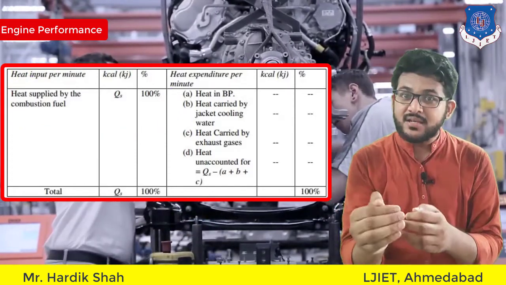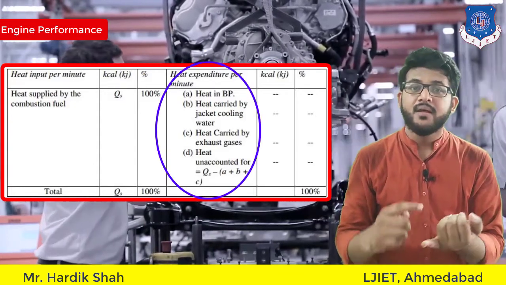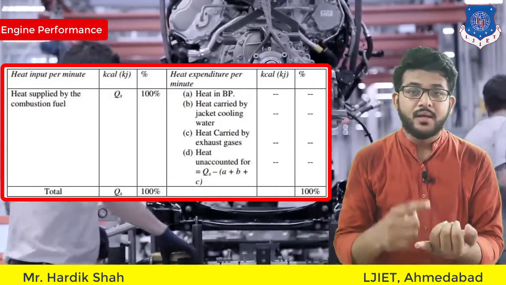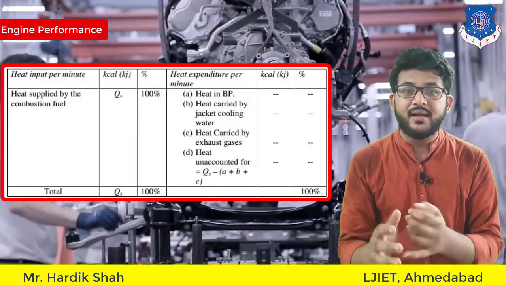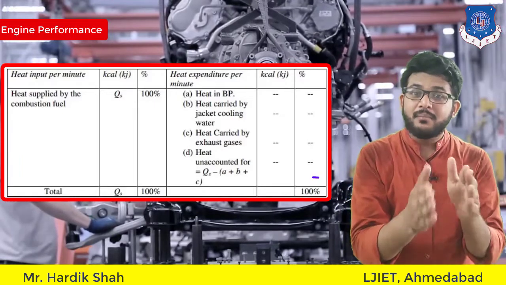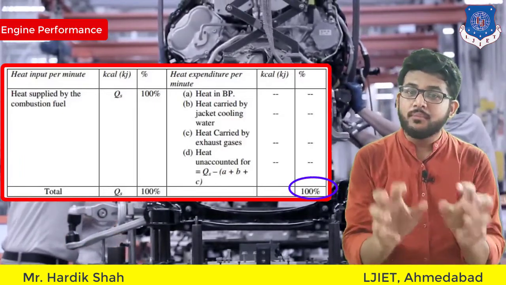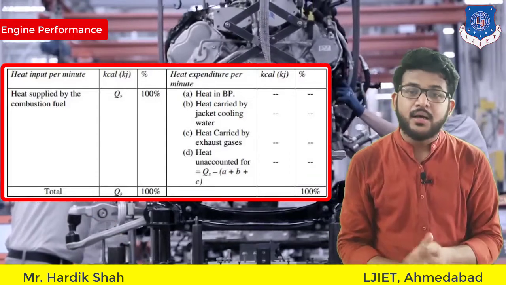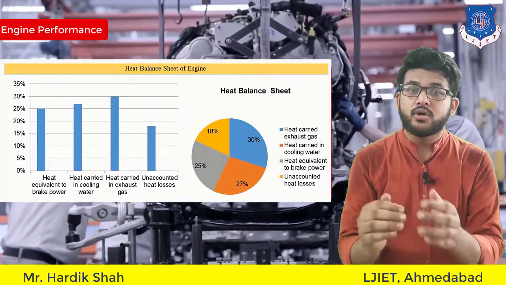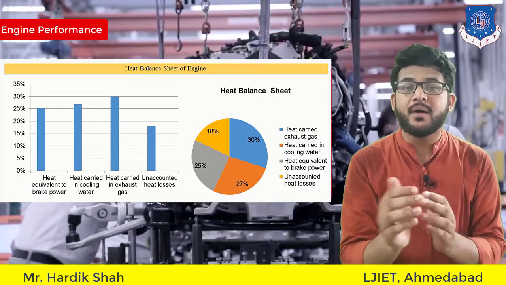Heat utilization has four values: heat in brake power, heat carried away by the cooling water, heat carried away by the exhaust gases, and the rest, unaccounted losses. These four together form 100% of the heat utilization. By balancing both of them, we can understand the utilization of the heat to the power and the other losses, so we can actually improve the performance of the engine.